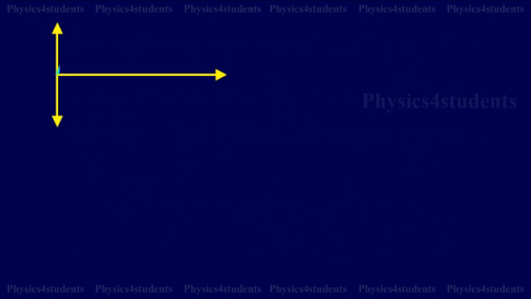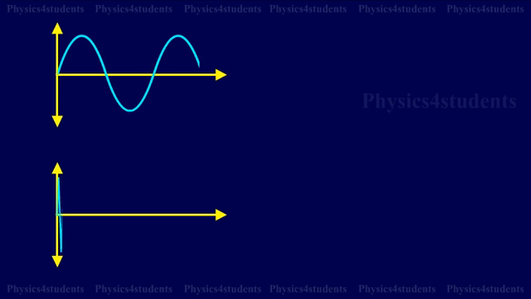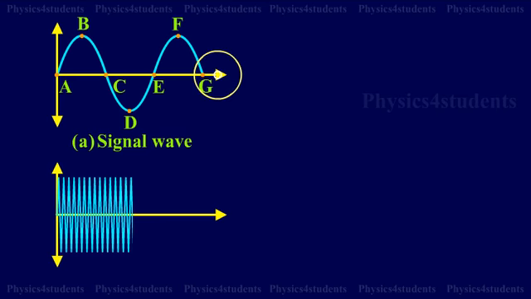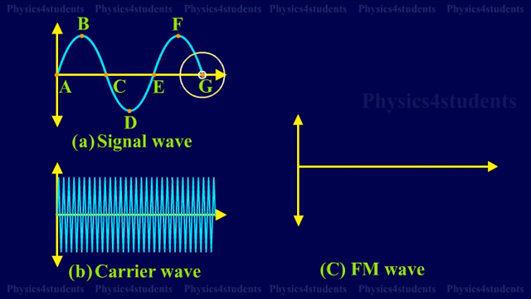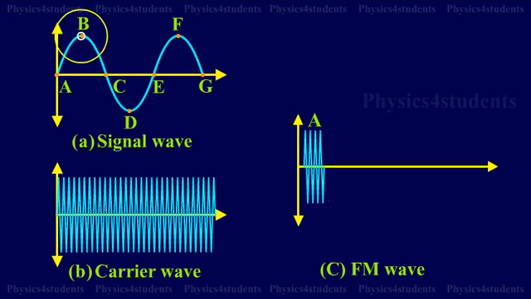The frequency variation of carrier wave depends upon the instantaneous amplitude of the signal as shown in the diagram. When the signal voltage is 0 at A, C, E and G, the carrier frequency is unchanged. When the signal approaches its positive peaks at B and F, the carrier frequency is increased to maximum as shown by closely spaced cycles as shown in the figure.